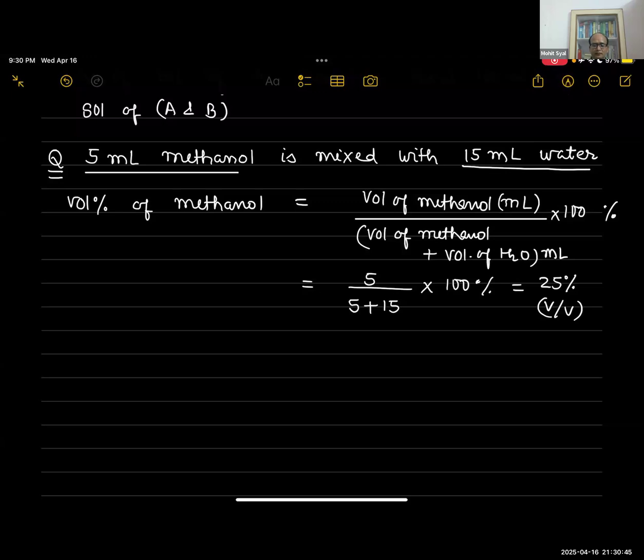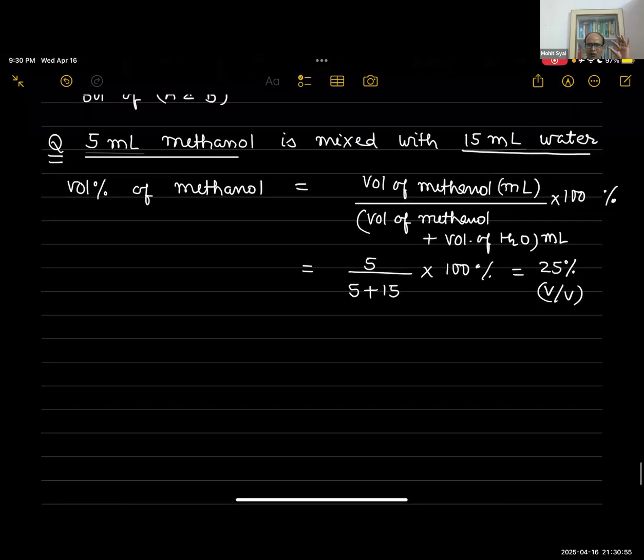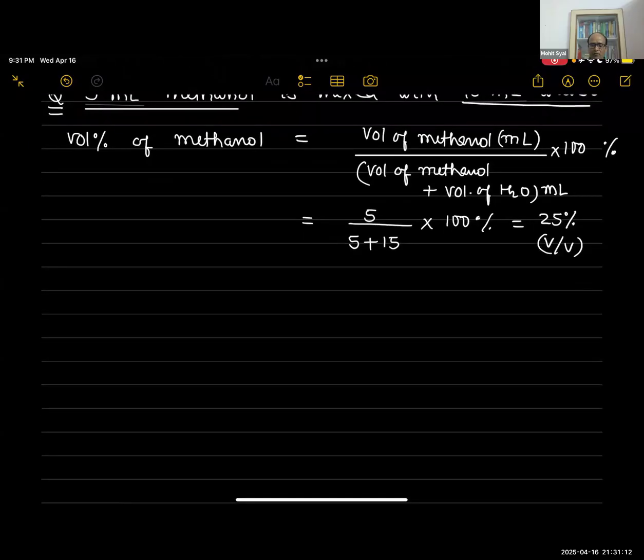Okay. So percentage means out of 100. Percentage by mass means out of 100 gram. How many grams of a particular substance are there? Volume percentage means out of 100 ml. What is the percentage by volume of a particular component? Okay, and now we will move on to part per million or billion.